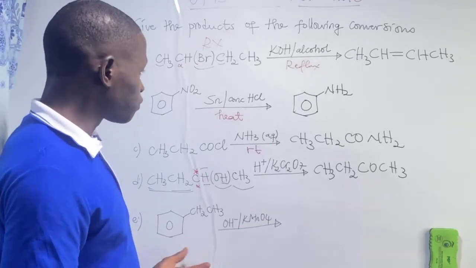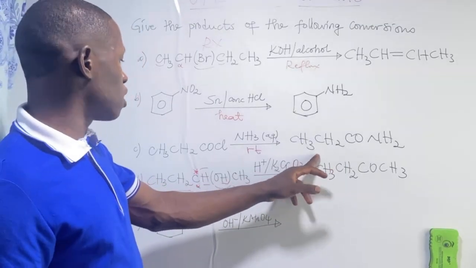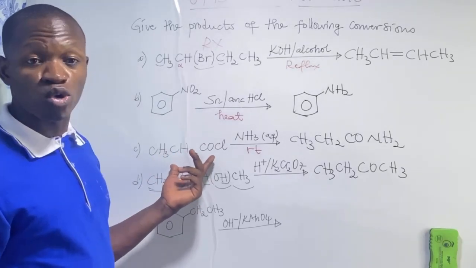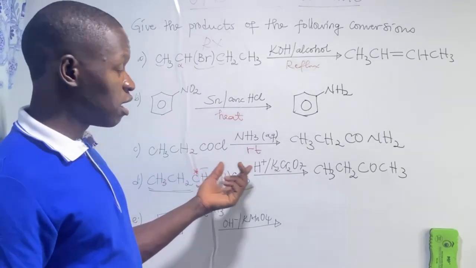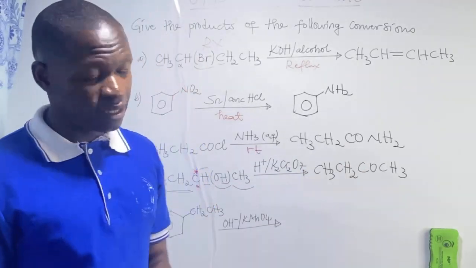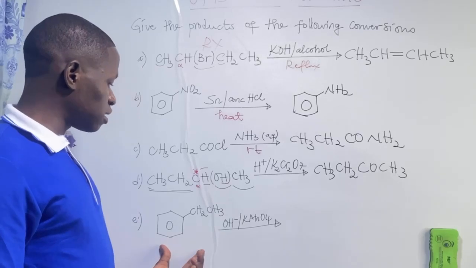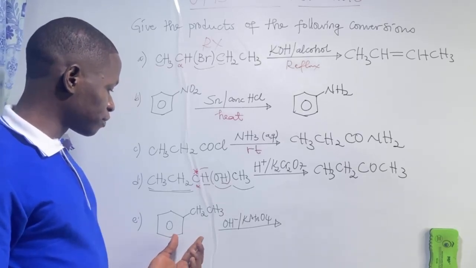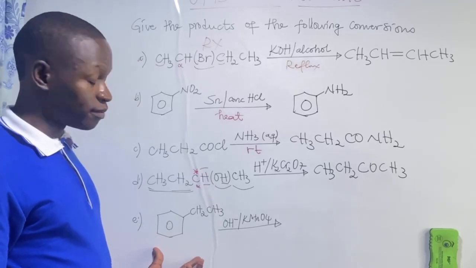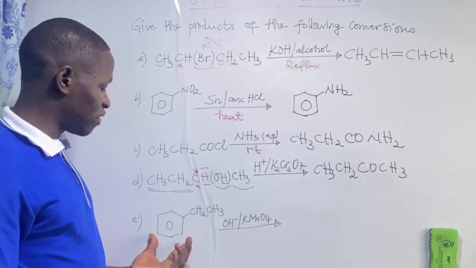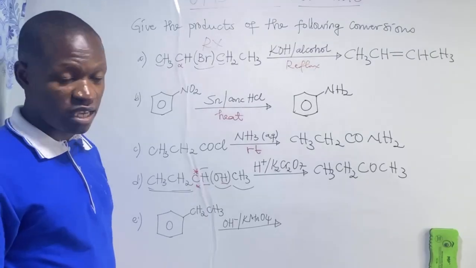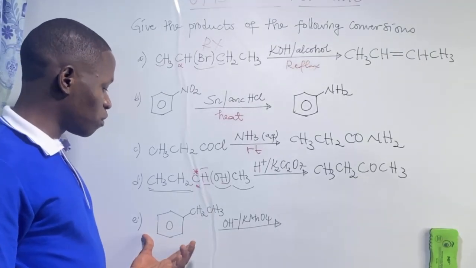Okay, now we did not name this compound. This compound here we have, this is 1, 2, 3. So here we have propanoyl chloride, and here we have propanamide, right? This is propanamide, yes, an amide. Now lastly, here we have an aromatic derivative, because here we have a benzene ring, and then we have an ethyl group on the benzene ring.